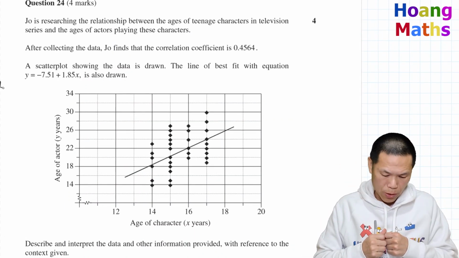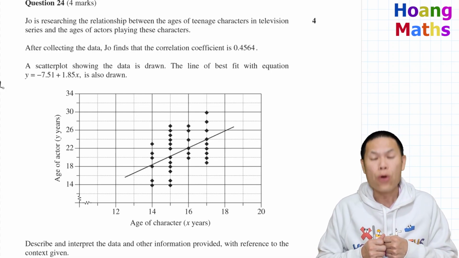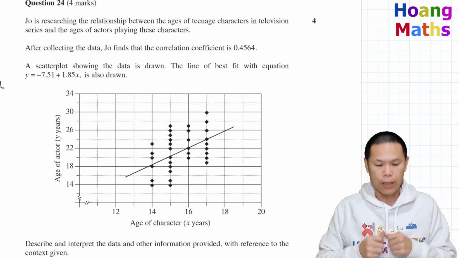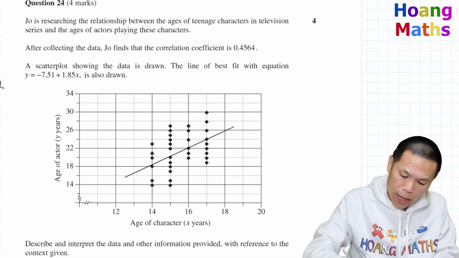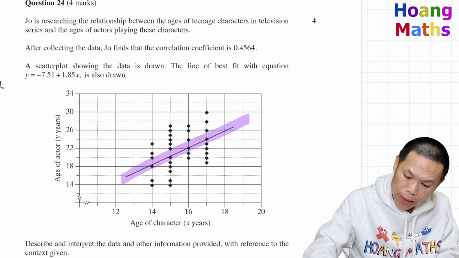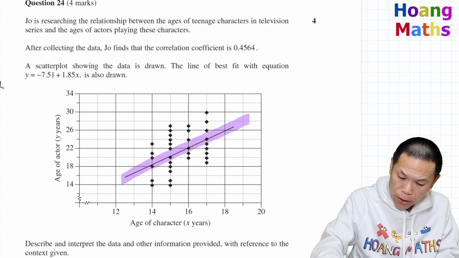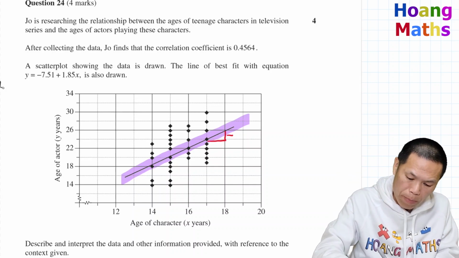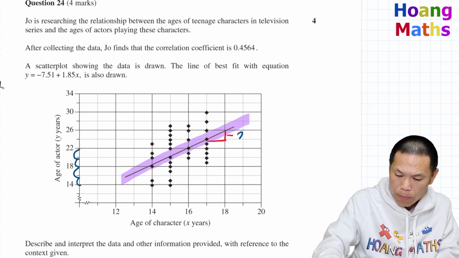Question 24. So we need to describe and interpret the data and other information provided with reference to the context given. By looking at this, first of all, if you have a look at the lines of best fit here, this line here, you can say something about the gradient. If you look at this gradient here, it's almost 2. So the rise is 2 because it goes up by 2: 14, 16, 18, 20, 22, and so on. And the run is 1 because it's 16, 17, 18.